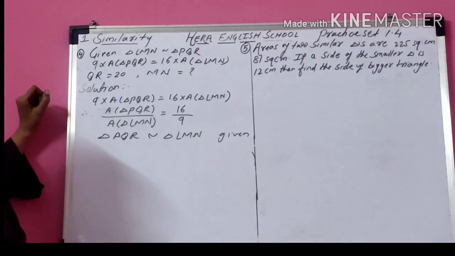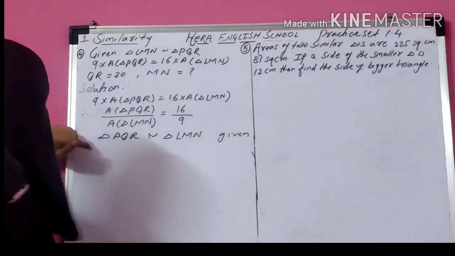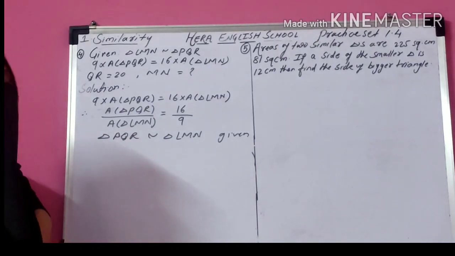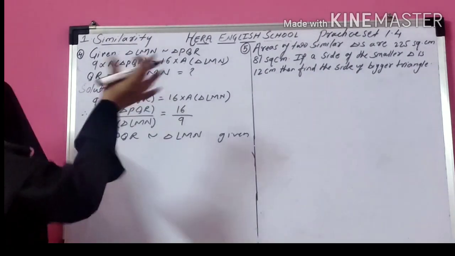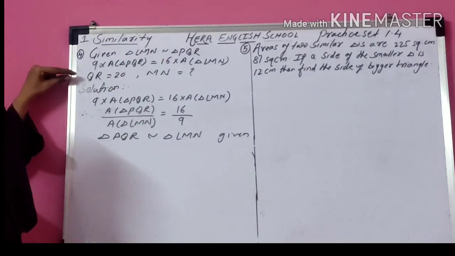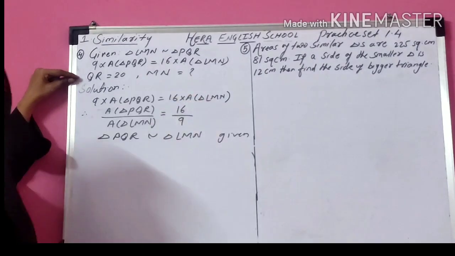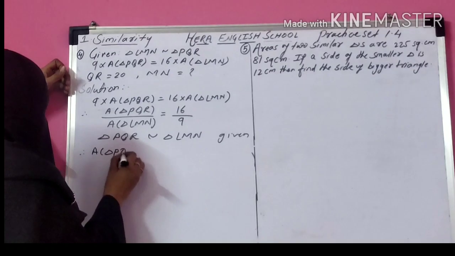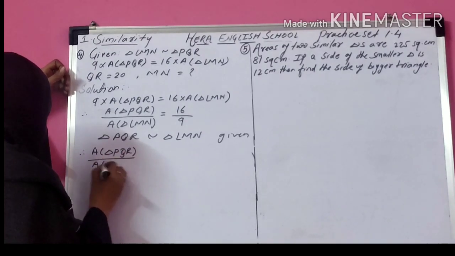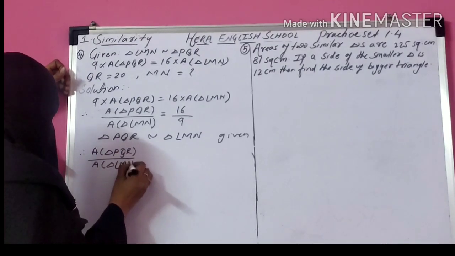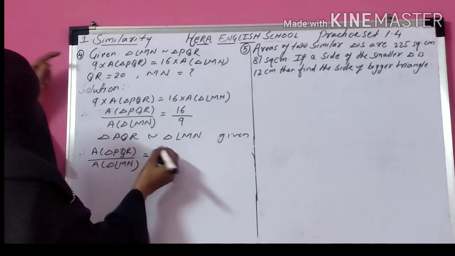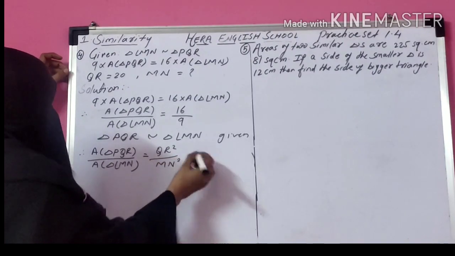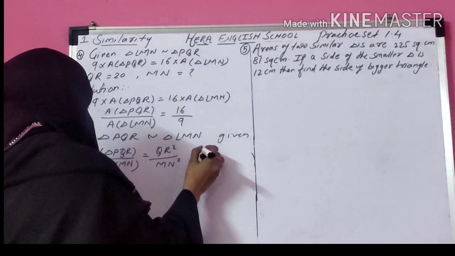So just now we have discussed, if the triangles are similar, then the ratio of areas of two triangles is proportional to the square of the corresponding side. Which corresponding side? That is required in the question. In this question, the corresponding side required is QR and MN. So apply the theorem. Area of triangle PQR upon area of triangle LMN is equal to the square of the corresponding side, so QR square upon MN square. We have applied the theorem here.